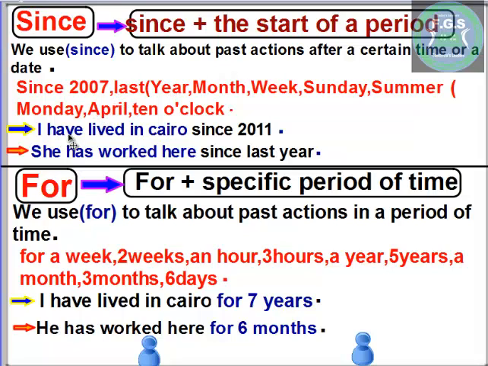For example, I have lived in Cairo since 2011. She has worked here since last year. But for, we use for to talk about past actions in a period of time. For a week, 2 weeks, an hour, 3 hours, a year, 5 years. I mean a number and then anything. I have lived in Cairo for 7 years. He has worked here for 6 months.